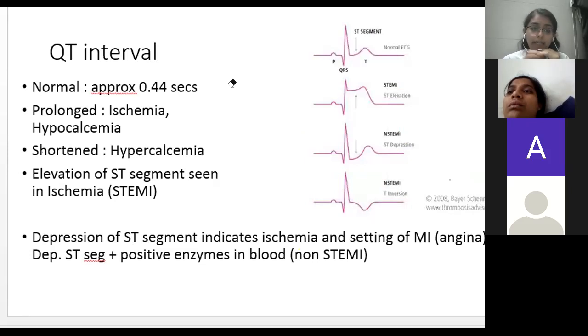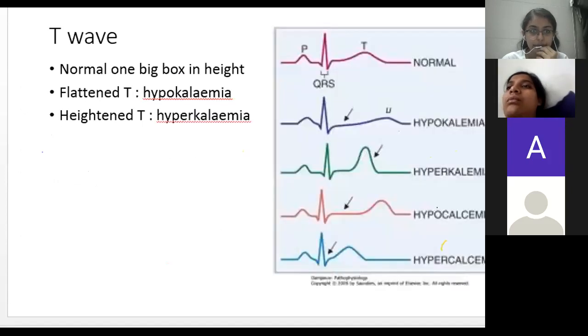You get ST segment depression or inversion of T wave. That is the time when you have to check for the enzymes in the blood. What are the enzymes you check for? CKMB, TROP-T, TROP-I. If the enzymes are positive, you know it is going to lead to myocardial infarction. It is a myocardial infarction, but it is non-ST segment elevated.